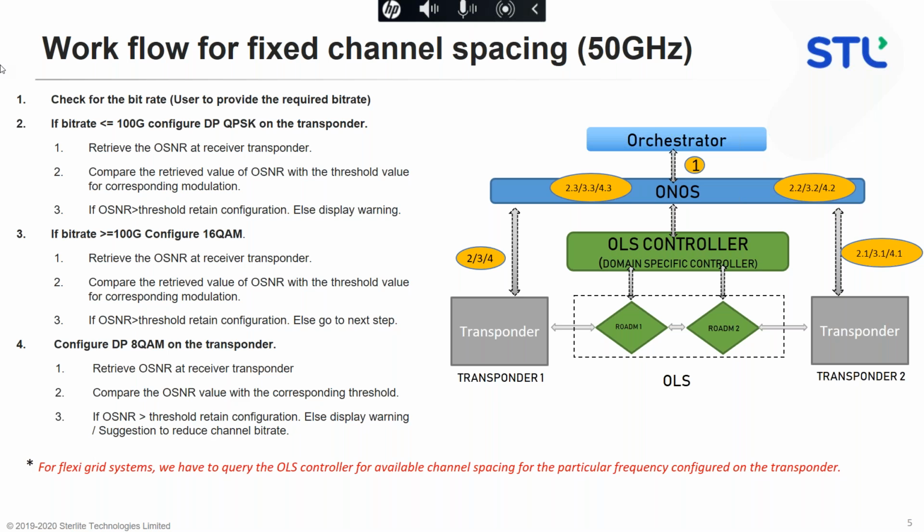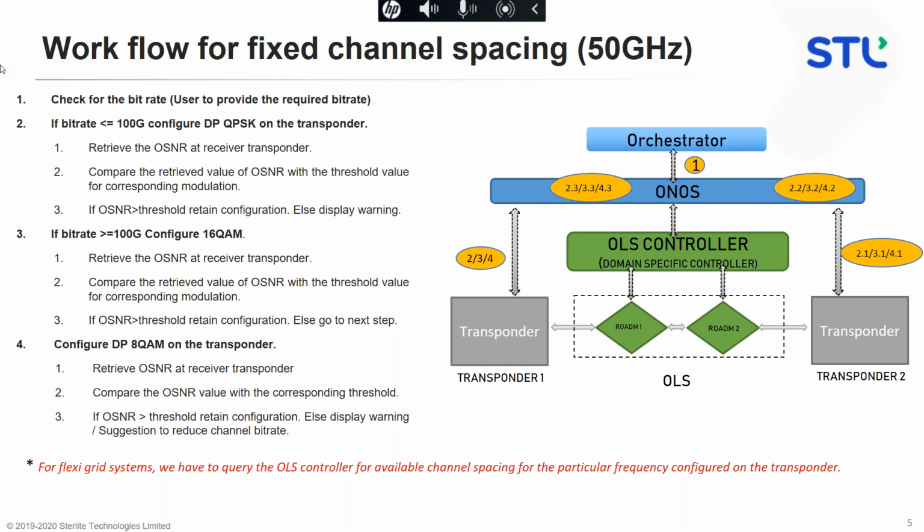Next we'll check whether the bit rate is less than 100G or more than 100G. If it is less than 100G, we'll directly configure DP-QPSK to the transponder. Then we will retrieve the OSNR available at the receiver transponder and check it with the threshold value I mentioned in the previous slides. If the OSNR is greater than the threshold, then the configuration is fine, the channel is running fine, and we can retain the configuration, or else we will display a warning.